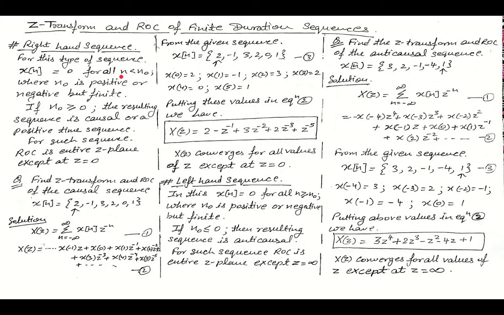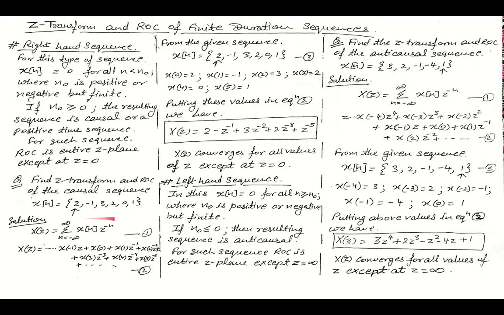n naught. If n naught is greater than or equal to 0, then the sequence is called a causal or positive time sequence. The ROC for such a sequence will be the entire z plane except at z equal to 0. Now to understand it, we can see a numerical. Find the z transform and ROC of the causal sequence x[n] equal to 2, minus 1, 3, 2, 0, 1.